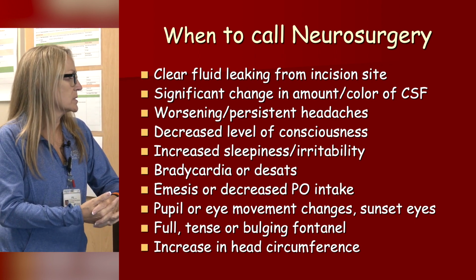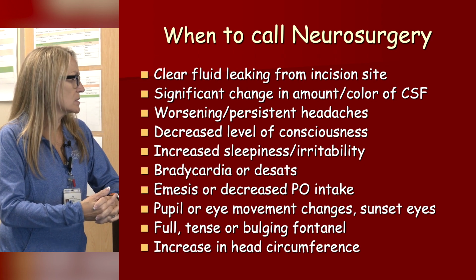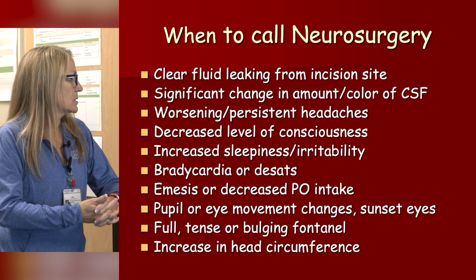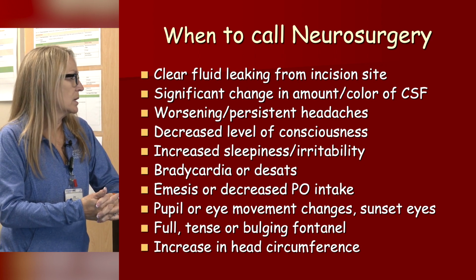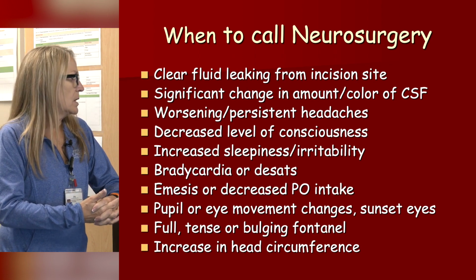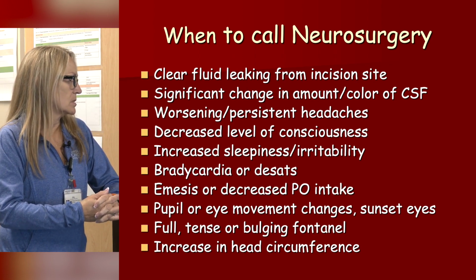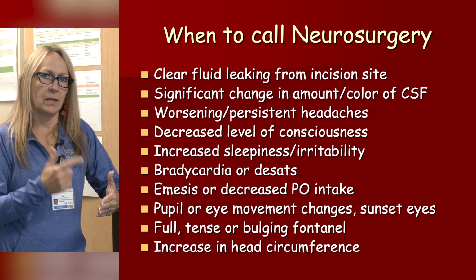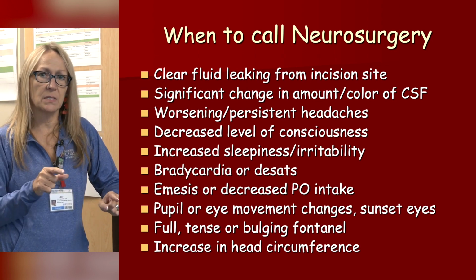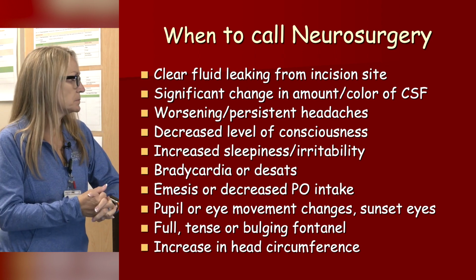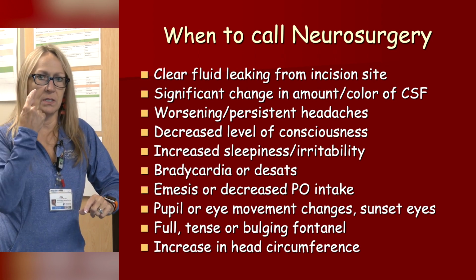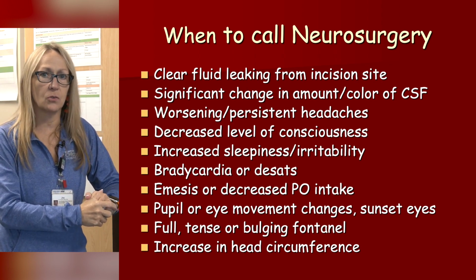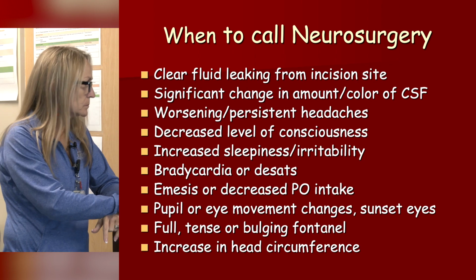If they have worsening or persistent headaches, a decreased level of consciousness, increased sleepiness or irritability, bradycardia or desaturations, vomiting or decreased PO intake, less interest in a bottle if it's a baby. Pupil or eye movement changes or sunset eyes. With pupil changes, you can have them unequal. You could have one eye turned in and kind of pinned in. You might have some nystagmus movement that's not normal for that patient. Sunset eyes, where you can see the pupils and the iris is down here and you can see white all above it. That's a late and bad sign of increased cranial pressure, so we need to know that immediately.